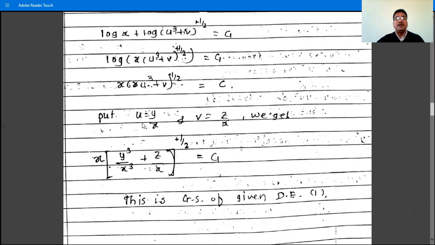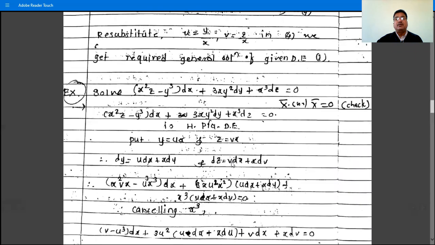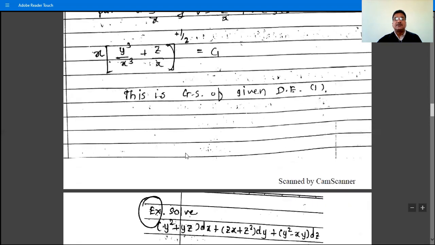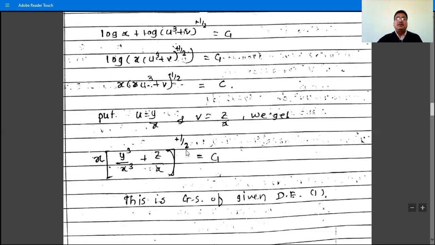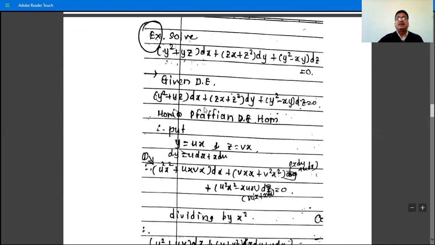And then lastly substitute u as y by x and v as z by x. So what do we get? x into the bracket u cube, meaning y cube by x cube plus v as z by x, bracket raised to half is equal to a constant, and this is the general solution of the given differential equation. Once you observe that the given Pfaffian differential equation is homogeneous, then apply the procedure of the homogeneous differential equation, that is, substitute y is equal to ux and z is equal to vx.